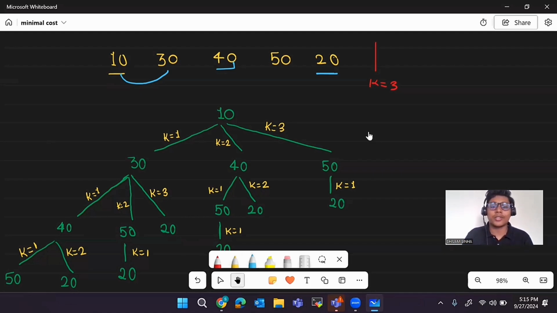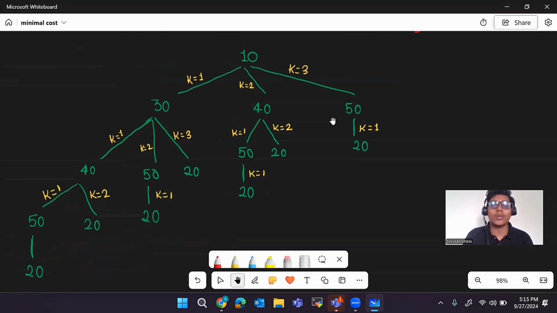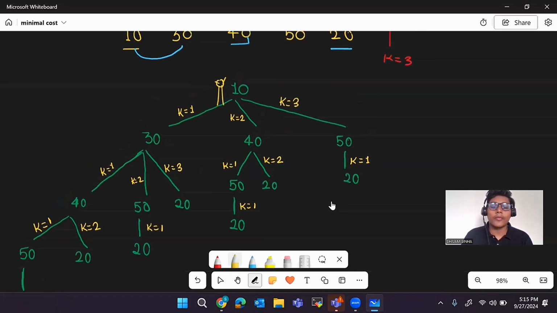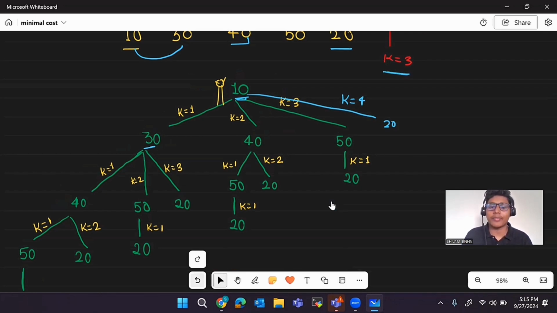If you see this tree graph, then you will be able to understand how the recursion is getting called in the backend. Let's say geek is standing at 10. Now geek has different options. Geek can go from 10 to 30, or from 10 to 40, or from 10 to 50. He cannot go from 10 to 20, because in that case k is equal to 4, but given k is 3 only. So this is not a possible option we have.